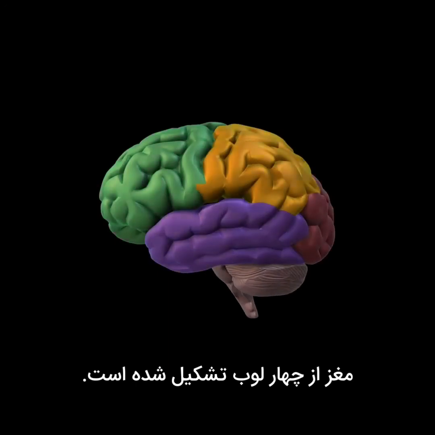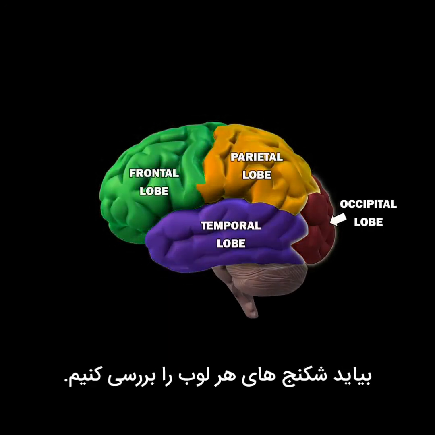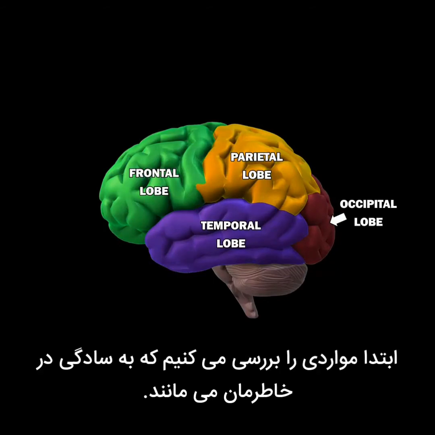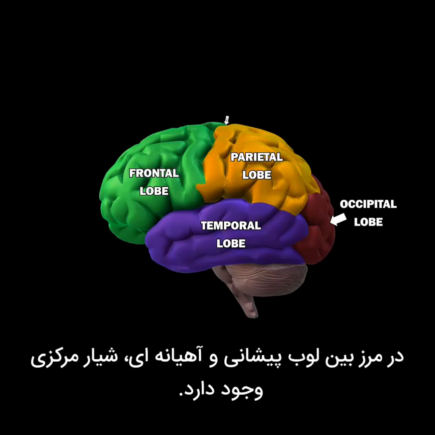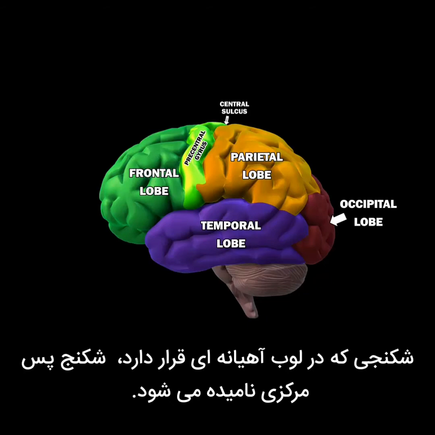The brain has 4 lobes: frontal, parietal, temporal, and occipital. Let's start examining the gyri of each lobe by first crossing off the ones that are easiest to remember. At the boundary between the frontal and parietal lobes is the central sulcus. The gyrus on the frontal lobe side of this sulcus is the precentral gyrus, while the gyrus on the parietal lobe side is the postcentral gyrus.